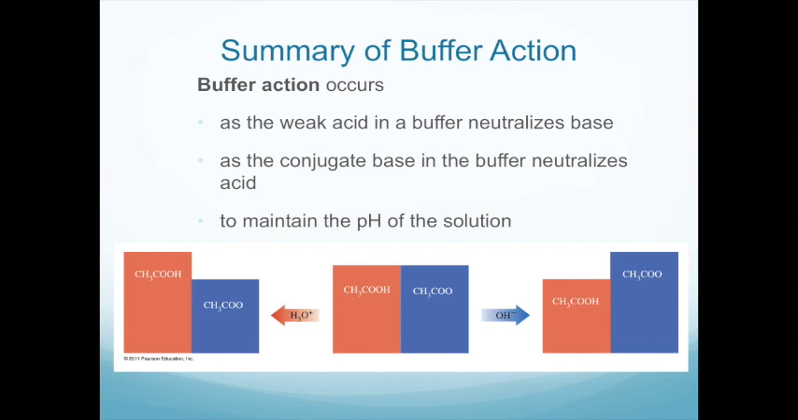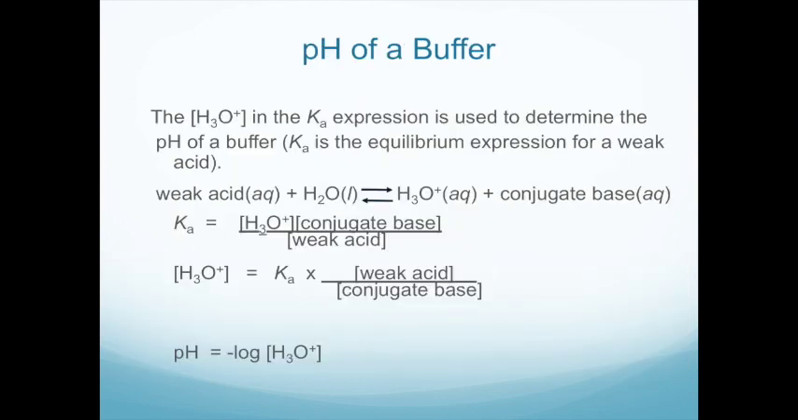But because the two are acid-base pairs, the pH will remain the same because the relative ratio of them is still the same. So in order to calculate the pH of a buffer, you start with constructing the Ka expression, the acid dissociation constant. This refers to the equilibrium of the process of dissociation. So you have weak acid plus water yields H3O plus and conjugate base. The acid dissociation constant is the H3O plus concentration times the conjugate base concentration divided by the weak acid concentration.